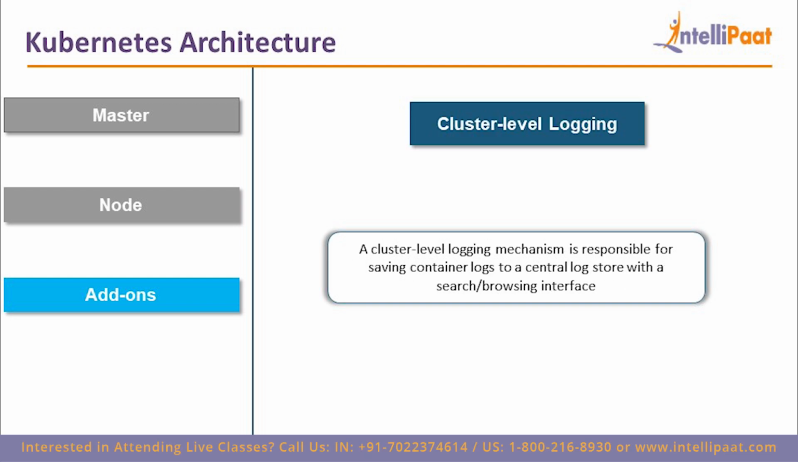Then there is cluster level logging. The cluster level logging mechanism is responsible for saving the container logs to a central log store with a search and browsing interface. All of the containers that you have have logs of their own, right? Sometimes when you want to receive some information or when you're trying to troubleshoot or debug something, you need to have the information of what your container has been through. So the cluster level logging mechanism is responsible for that. It stores all of the container logs in a central log store with a search and browsing interface.